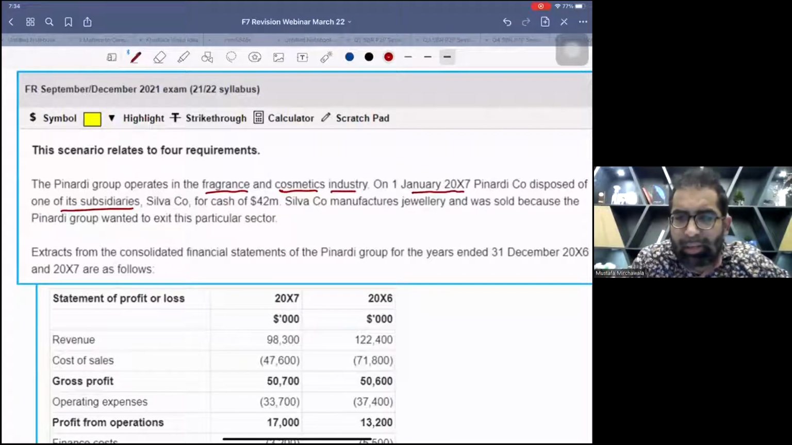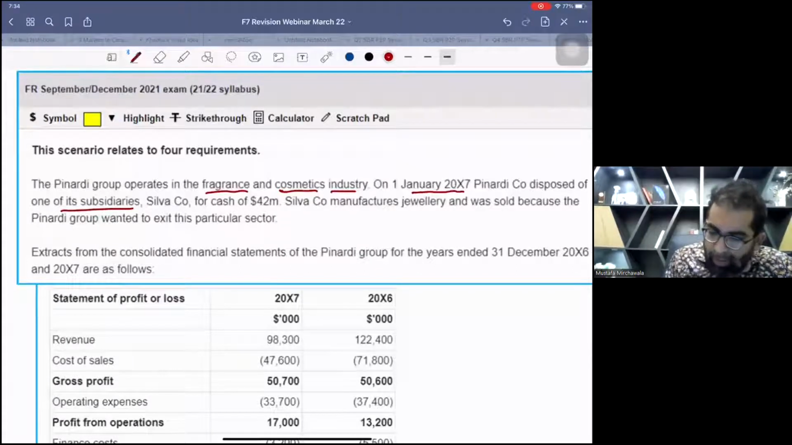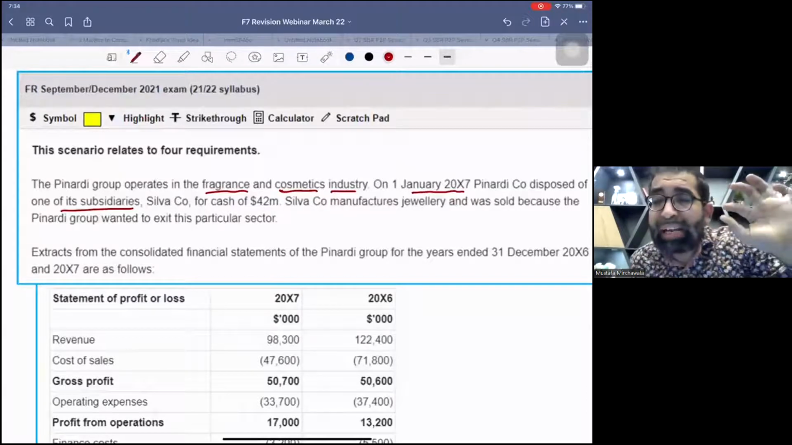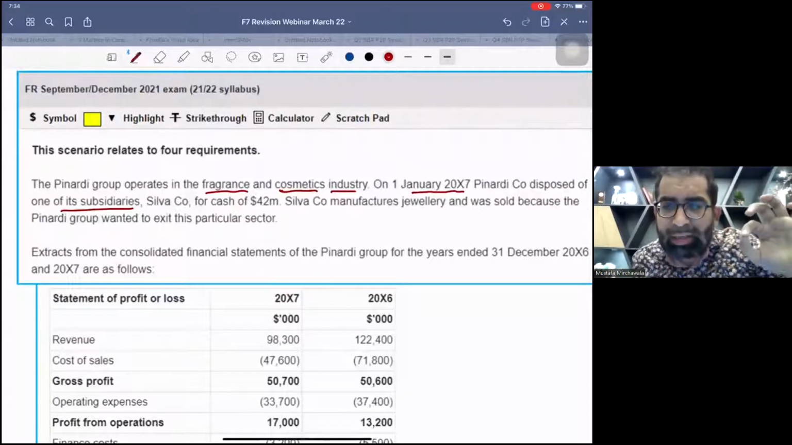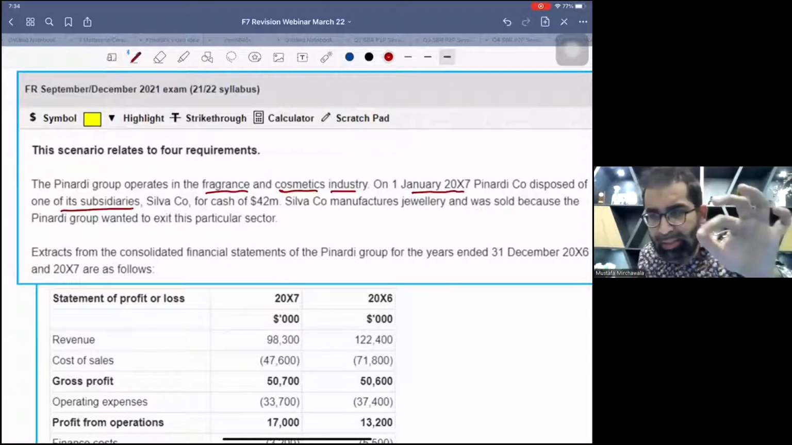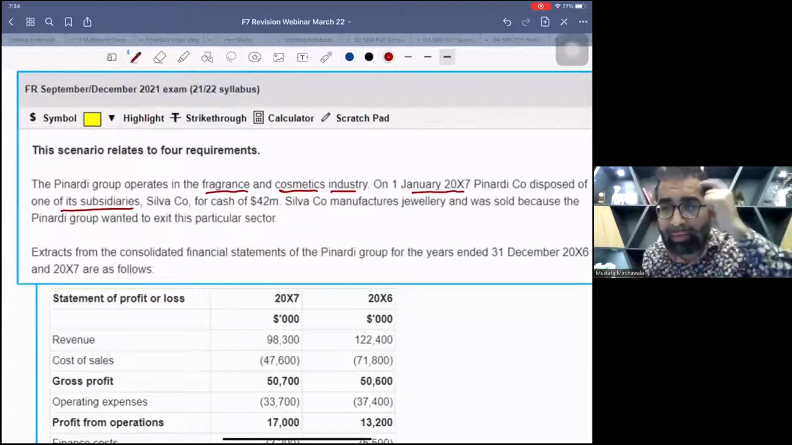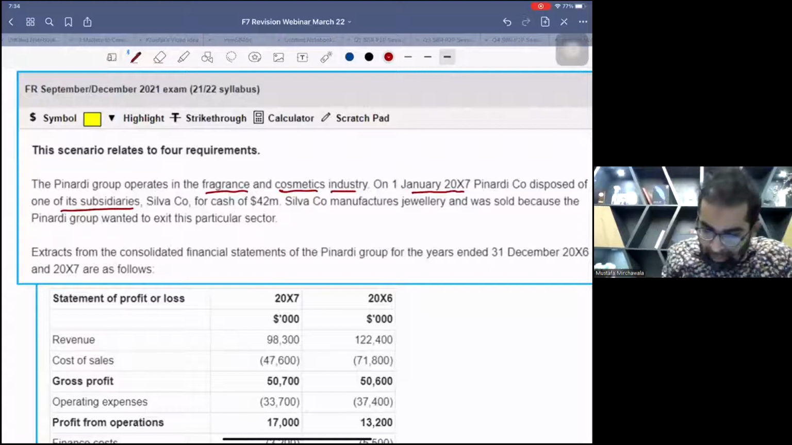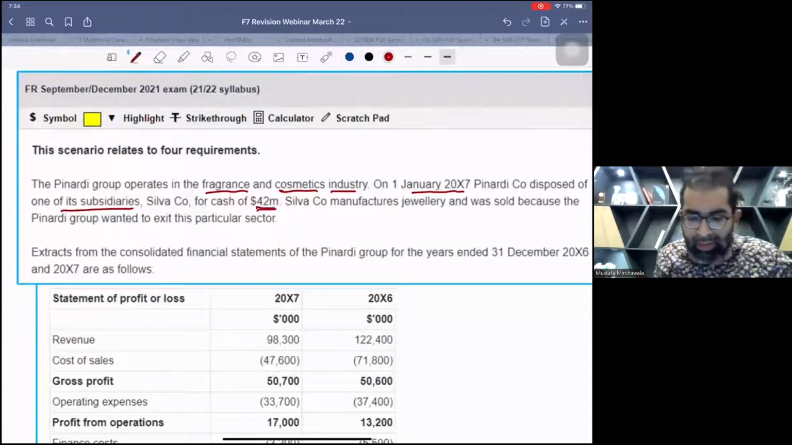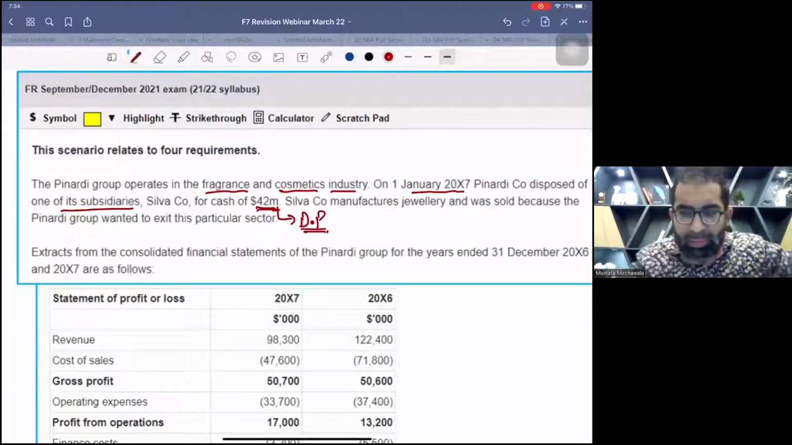At the time of disposal, in this question, they have asked you to calculate this, and we'll do it. It's free marks. Now, Silva company, Pinardi is the parent, and Silva is the subsidiary which has just been disposed of on 1st January X7. How much cash did we receive? 42 million. This is the disposal proceeds. We sometimes write it as DP.